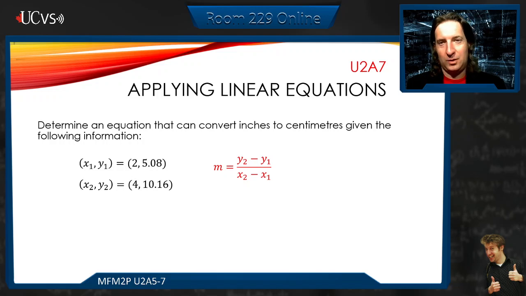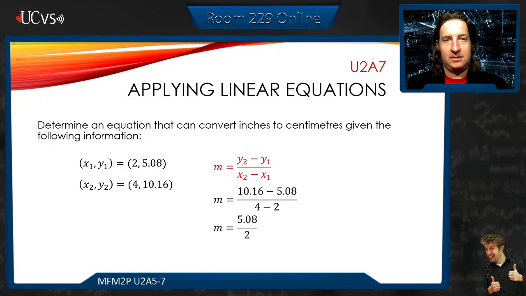So in the y's, I'm going from 5.08 to 10.16. That's my y2 take away y1. And in my x, I'm going from 2 to 4. So what's the difference? I'm going to work this out. 10.16 take away 5.08 is 5.08. 4 take away 2 is 2, and then 5.08 divided by 2 is 2.54.